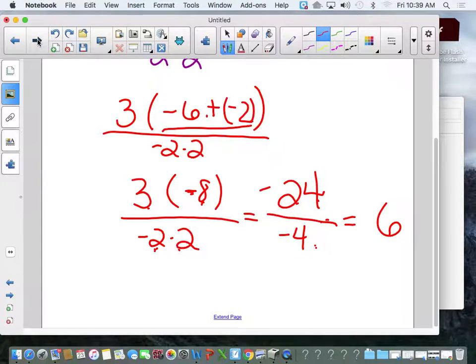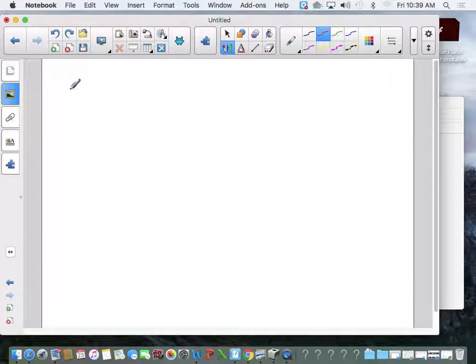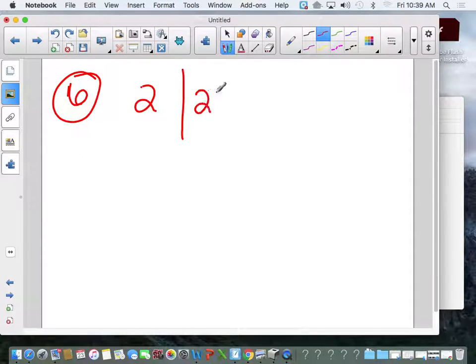All right, another one. I think we're on number 6. Are we on number 6? Oh, yes. I'd say we're on the 6th problem. All right, another one. This one includes an absolute value. 2 times the absolute value of 24 minus a negative 5.